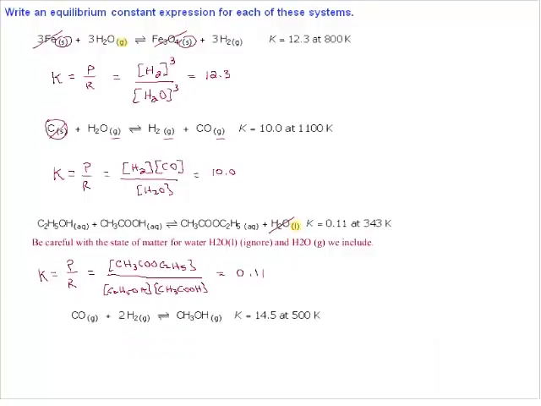And finally, we look at this last one right here, and we're saying, all right, all gases, these are all good to go. So in this case, K is going to be products over reactants. So it's going to be the concentration, square brackets means concentration, of the methanol divided by the concentration of the reactants. So it's going to be the concentration of carbon monoxide times the concentration of hydrogen squared, right? Because we've got to take into account that squared there. And this one has a different value. Again, this one is 14.5 at 500 K.